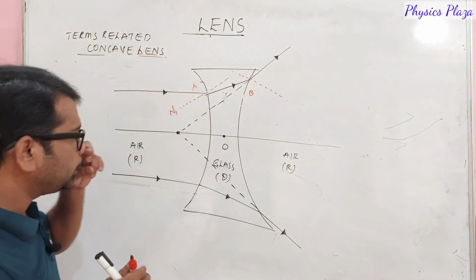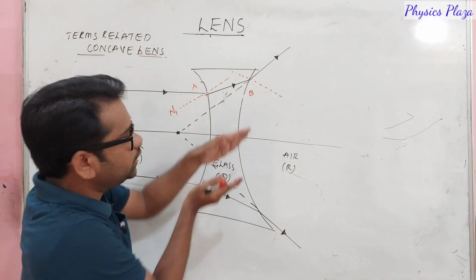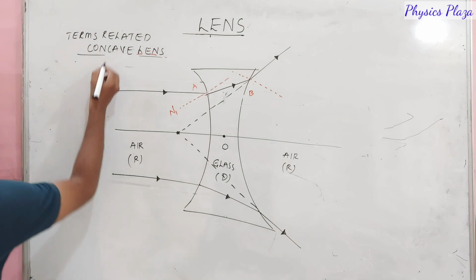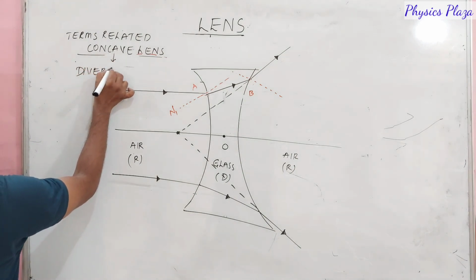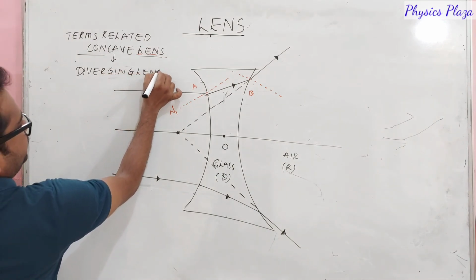So when light rays are incident on a concave lens, dear children, after refraction the light rays get diverged. That's why, dear children, a concave lens is also called a diverging lens.